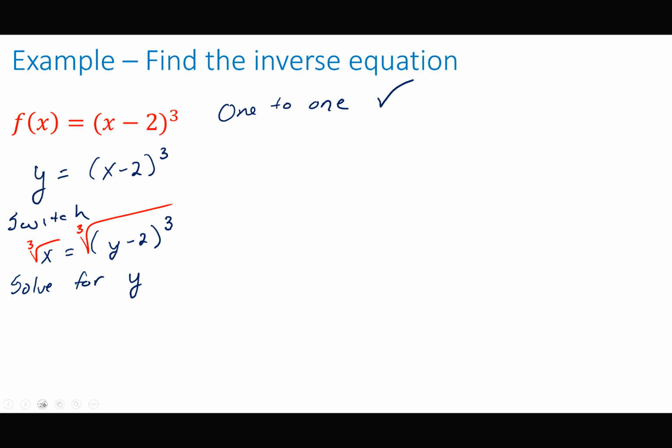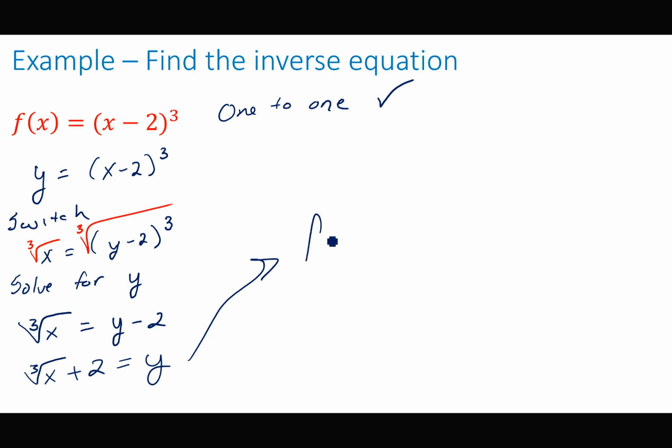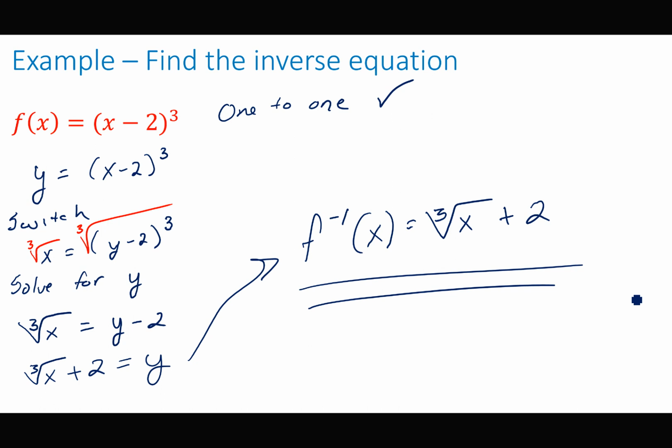So that leaves me with the cube root of x equals y minus 2. There's no plus or minus or anything going on. We didn't undo any squaring. Okay. So the cube root of x equals y minus 2. So therefore, the cube root of x plus 2 would equal y. Writing it with inverse notation, we'd write f inverse of x equals the cube root of x plus 2. That's the equation for the inverse function.